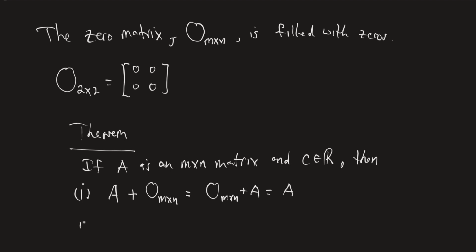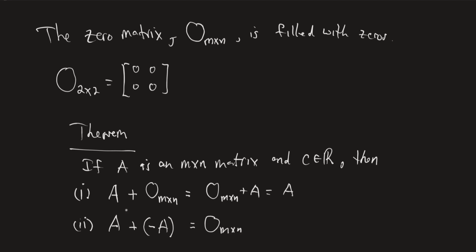Number 2, and this one involves the negative of a matrix. If you have a matrix A and you add the negative of that matrix, and again it doesn't matter the order, so I'm not going to write it twice, because we know we can switch the order around. Well, it turns out if you add a matrix to its negative, all the entries are going to cancel out, meaning you'll get the zero matrix of that same dimension. So 0 m by n.